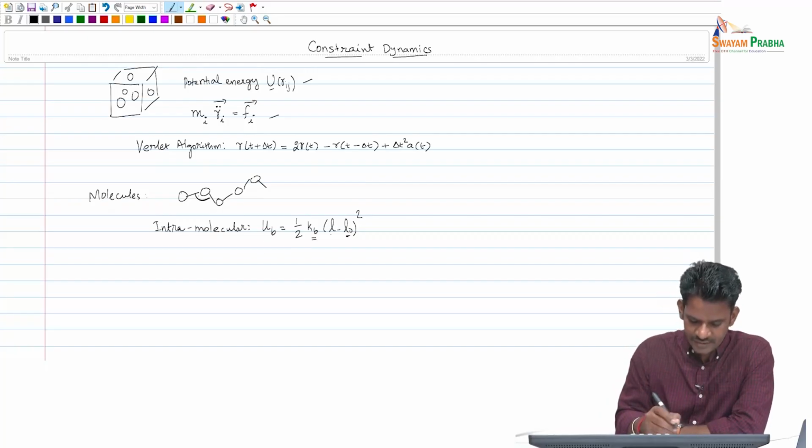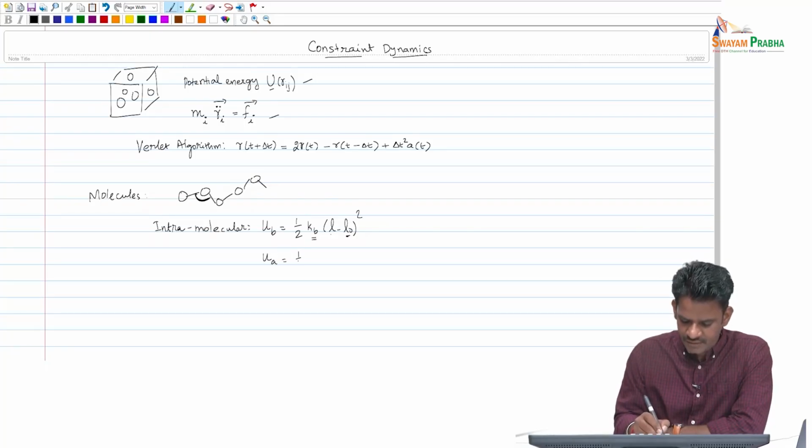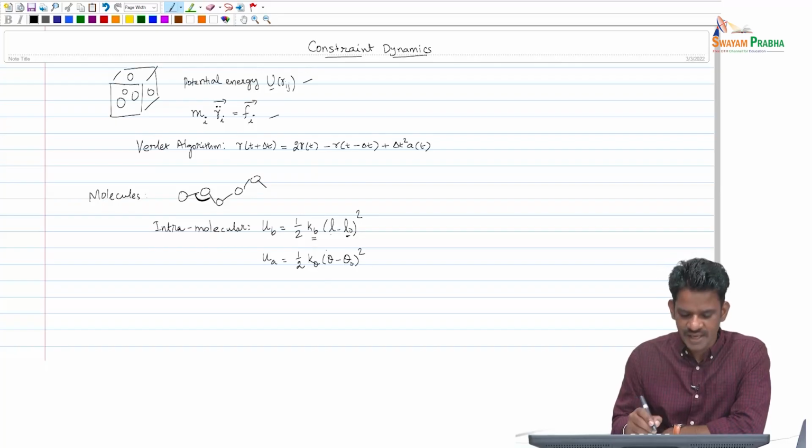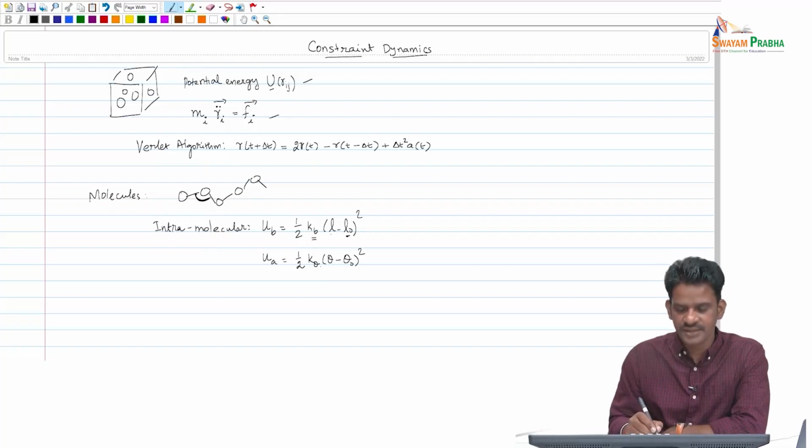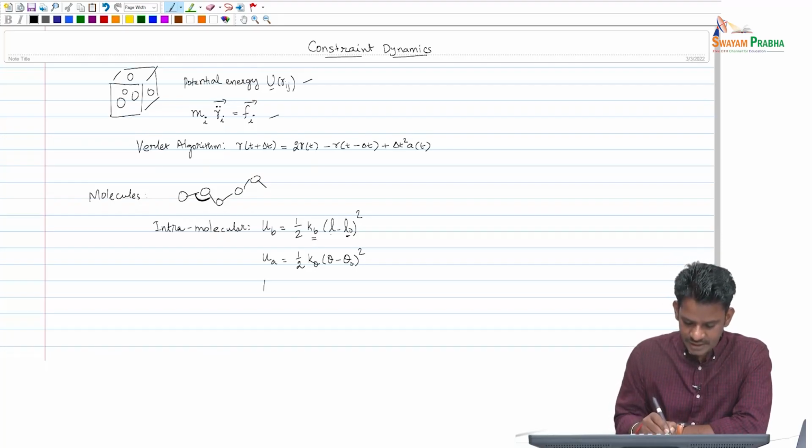Similarly, if you have the angle bending, you can have the potential energy for angle bending in a very similar fashion, where there is an equilibrium angle between two bonds, and that is theta naught. Anytime this angle between the two bonds varies from the equilibrium angle, then there is a penalty for the angle bending. And then you can also go on beyond, adding the torsional potential as well.